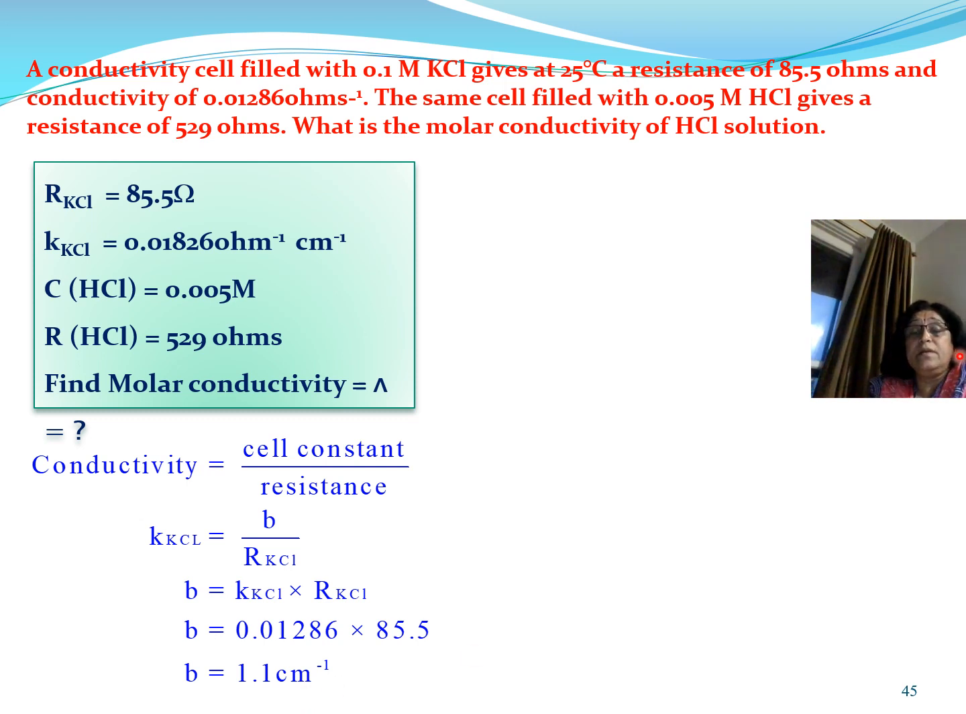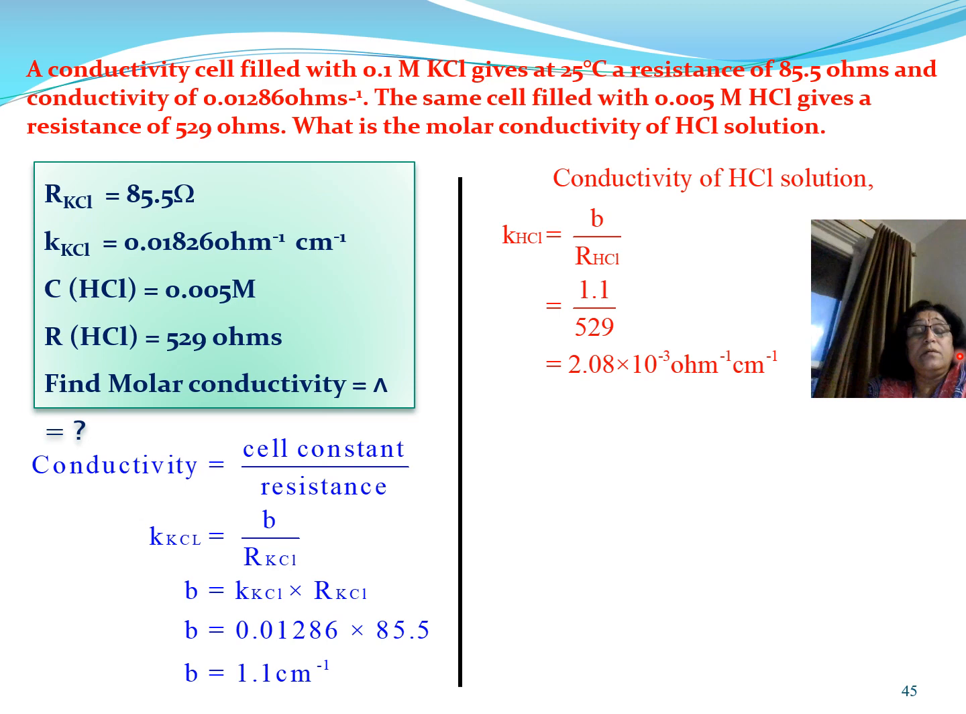Clear? Now, what else we have to calculate? We have to calculate K of KCl solution. So you found out the cell constant, the cell is going to be the same, only the solution is changing. So for K of KCl will be b upon R of KCl. So b is already calculated, 1.1, and R of KCl is given, 529 ohms. So 1.1 upon 529 gives you 2.08 into 10 to the power of minus 3 ohm inverse centimeter inverse.